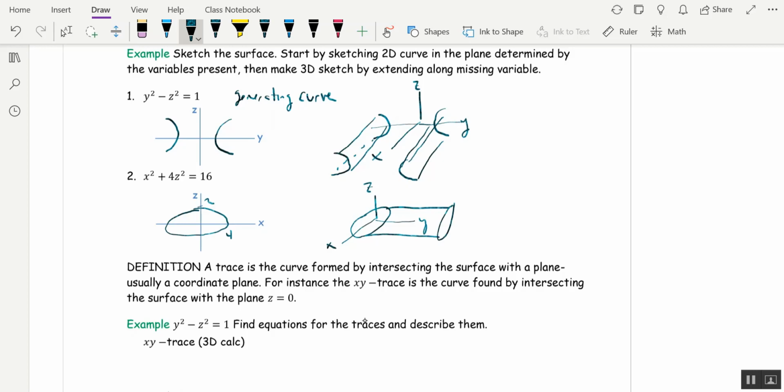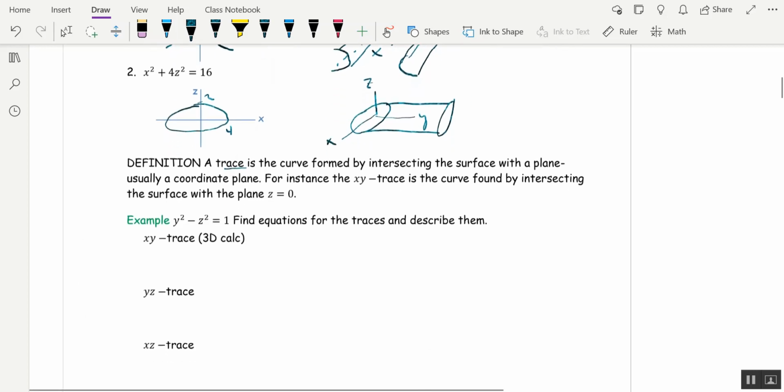Okay, sometimes we can find out things about surfaces without actually graphing the whole surface, and we look at the traces. So the trace is a curve formed by intersecting the surface with a plane. Typically, we choose the coordinate planes. For example, the xy trace is found by intersecting the surface with the plane z equals 0, because that defines the xy plane. So let's go back to our cylinder here, y squared minus z squared equals 1.